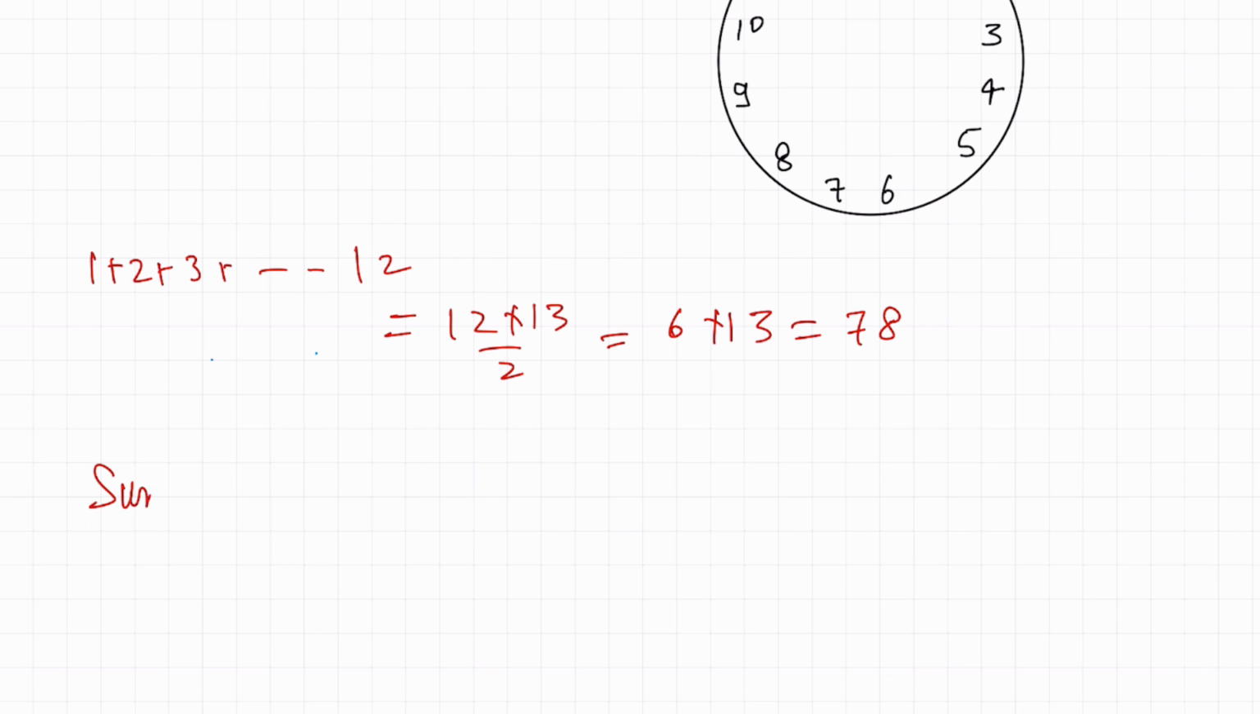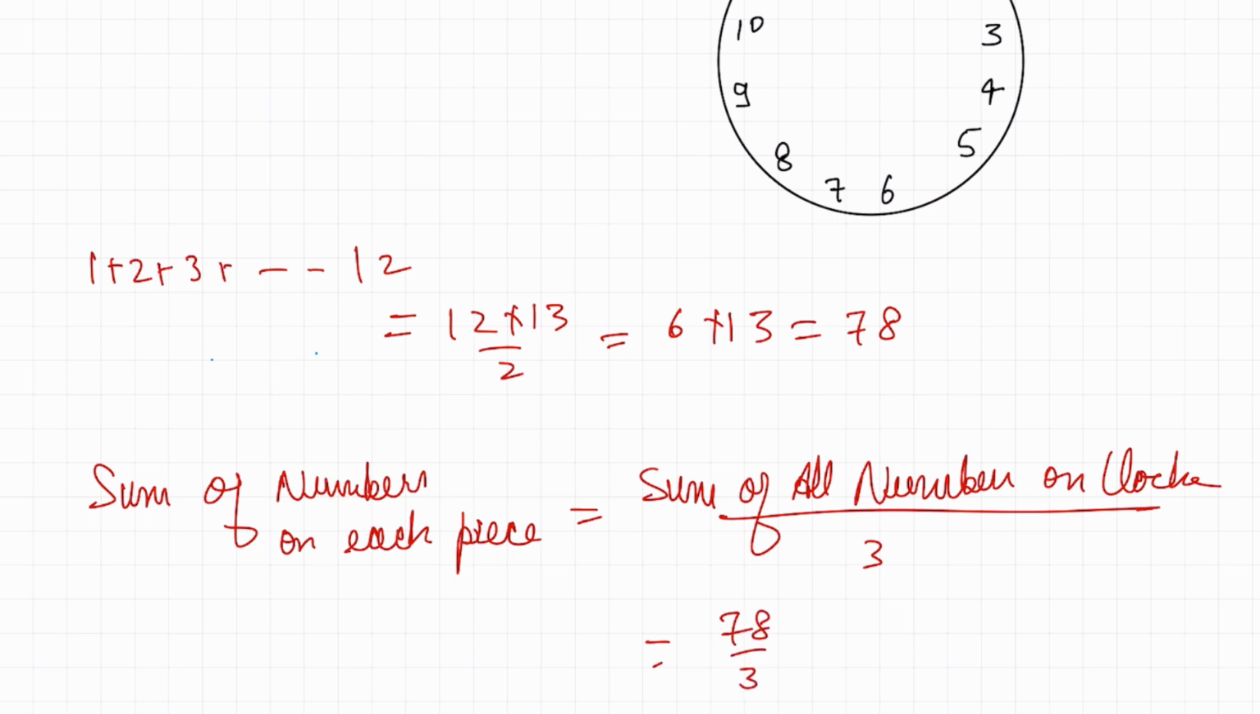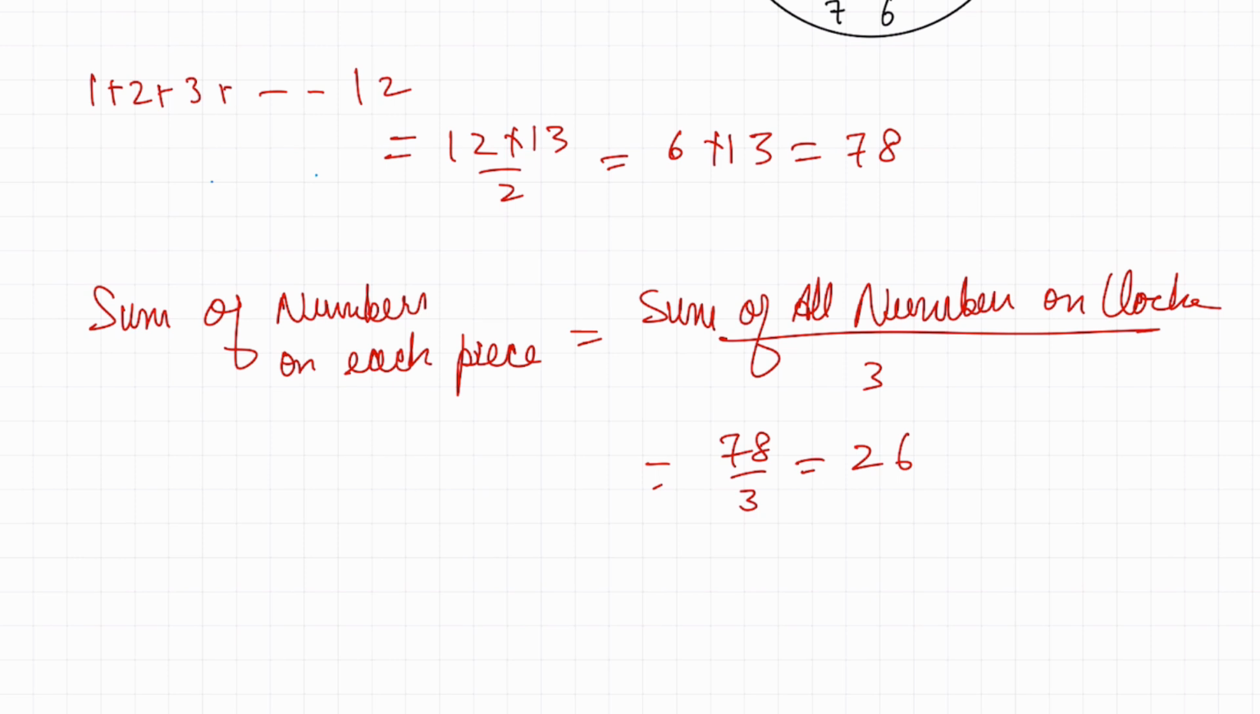So the sum of the numbers on each piece is got to be the sum of all the numbers on the clock divided by 3. So this has got to be 78 by 3, and this is 26. Okay, so what we get so far is we got to have the pieces in such a way that each piece, the numbers add up to 26.